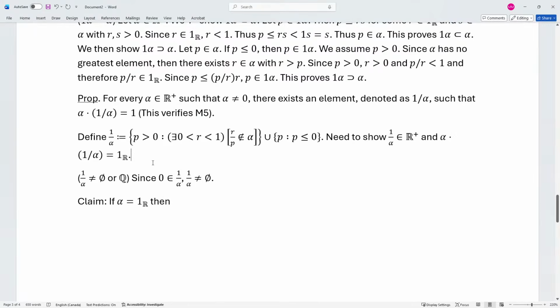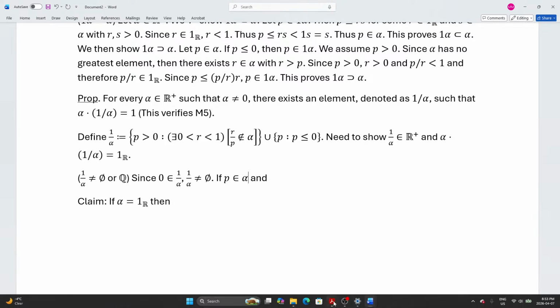How we did proposition 5 or A5. So let's say P is in alpha. If P is in alpha, then 1 over P must not be in 1 over alpha, right? So here we have a shrinkage factor, R. Without a shrinkage factor, it should be further away from 1 over alpha, right? So that's the idea.